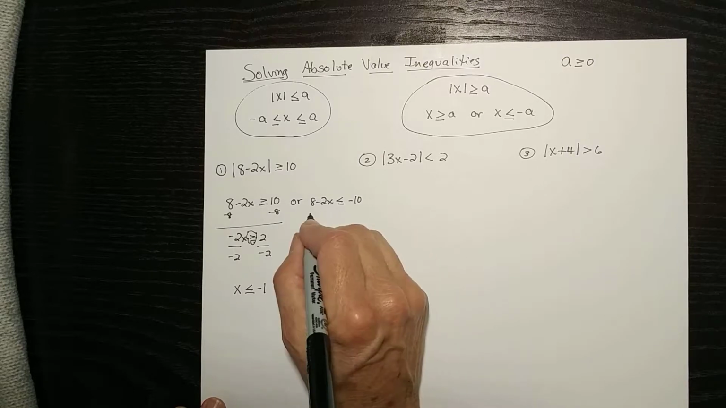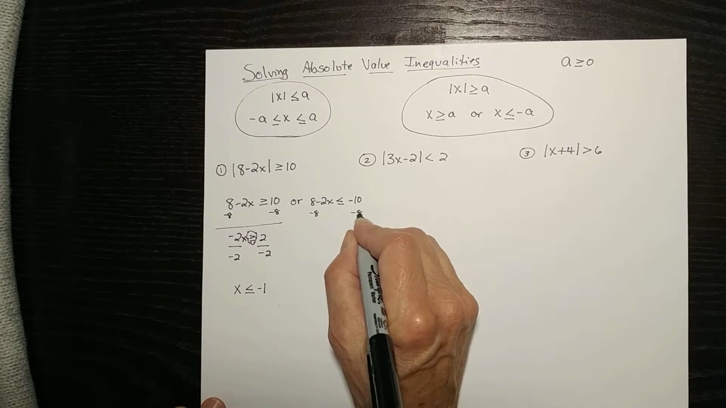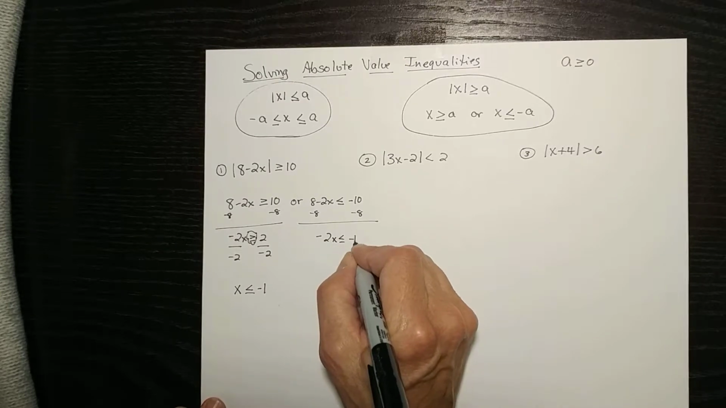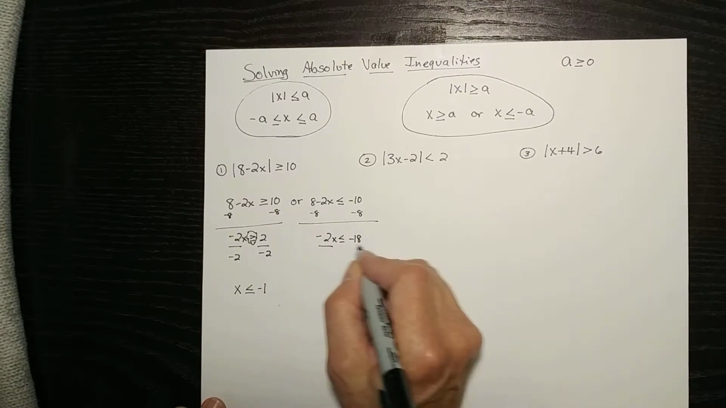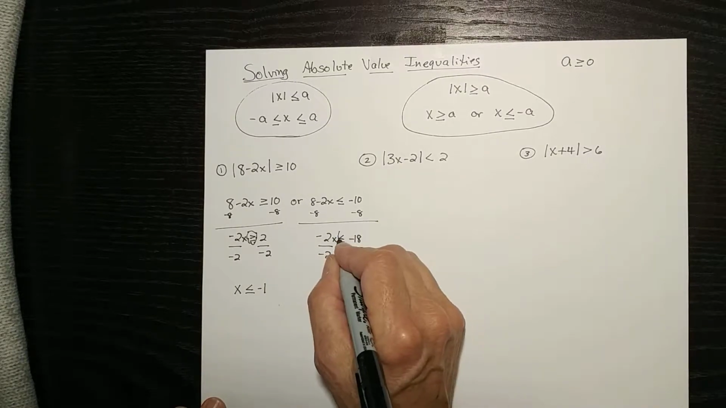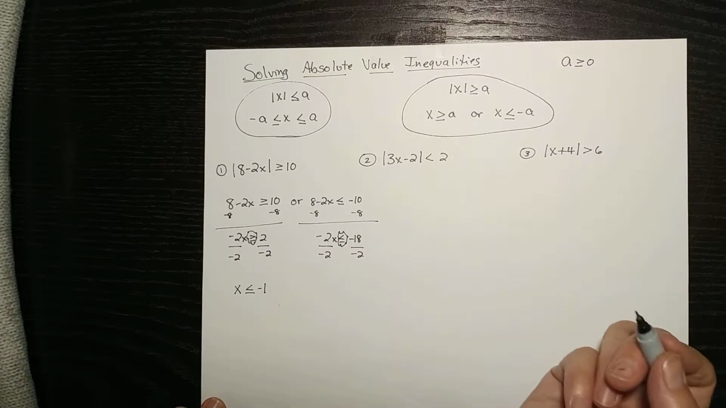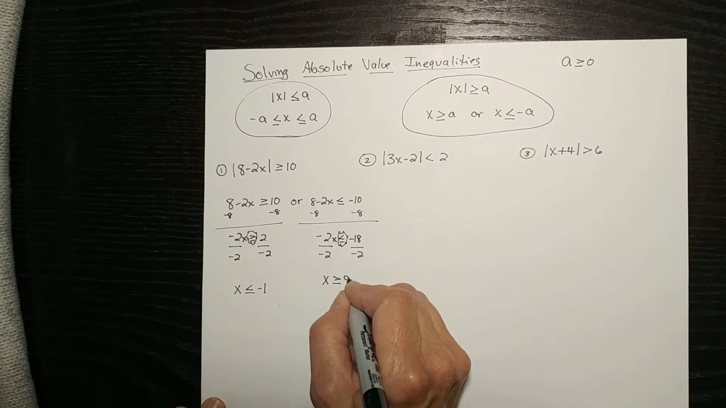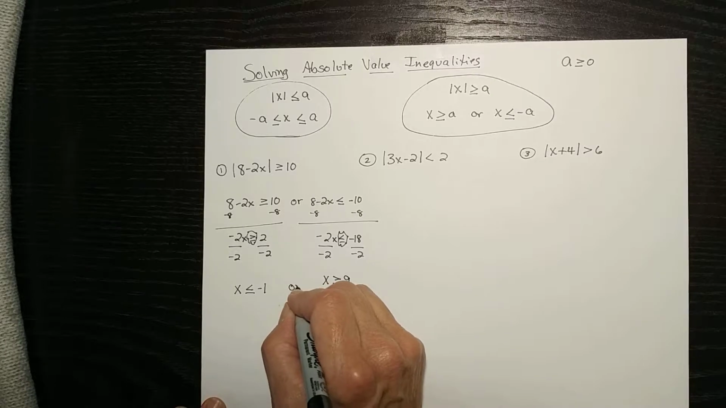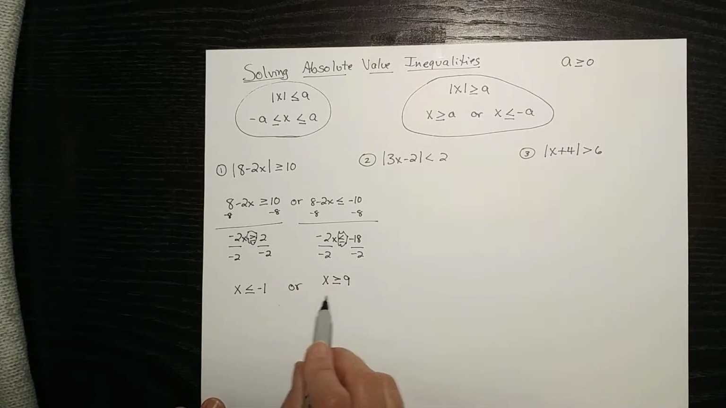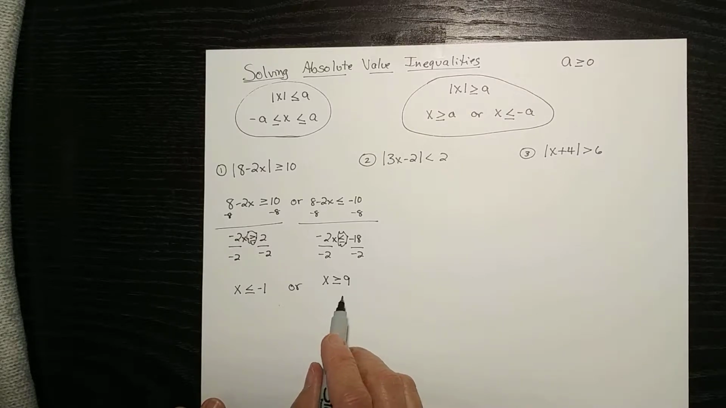Over here, I'm going to subtract 8 from both sides. When I do that, I get negative 2x is less than or equal to negative 18. Now I'm going to divide both sides by negative 2 to solve for x. When I divide by a negative, it reverses the direction of my inequality. So I'll get x is greater than or equal to 9. And so here are my answers: x is less than or equal to negative 1, or x is greater than or equal to 9.